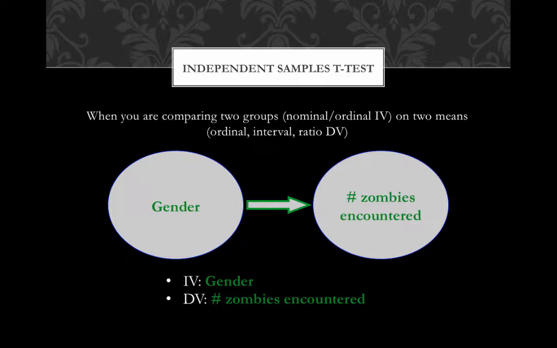So that means we're going to have either an ordinal variable that we can calculate means for, or an interval or ratio variable. And that variable is going to be our dependent variable. So we want to see, is there a difference between our two groups on our two means? For example, is there a difference between men and women on the number of zombies each of those groups encounter on average?